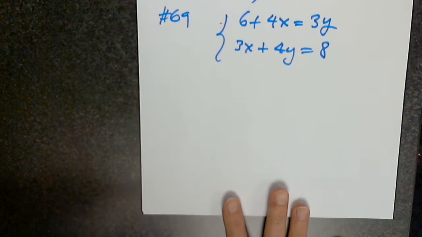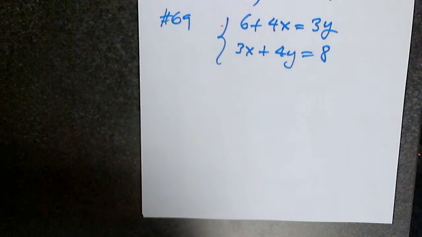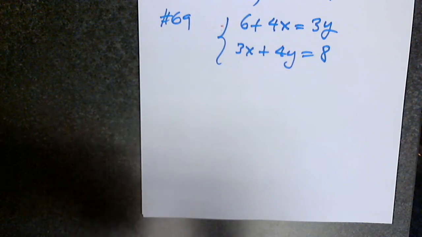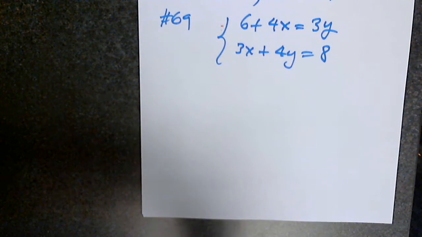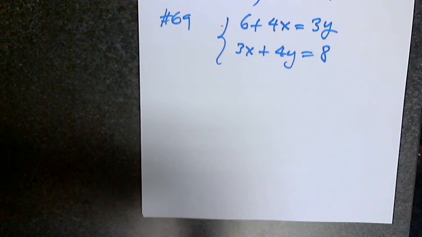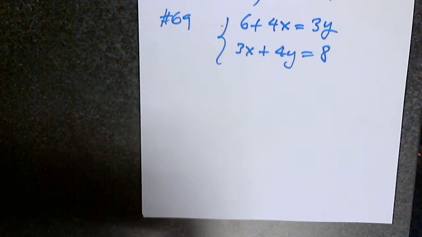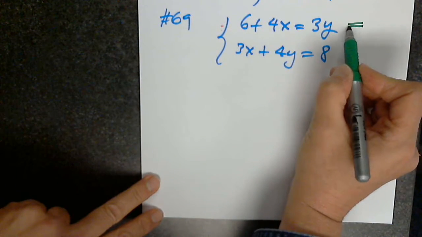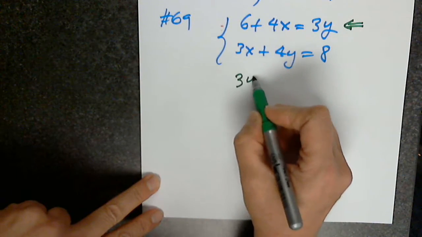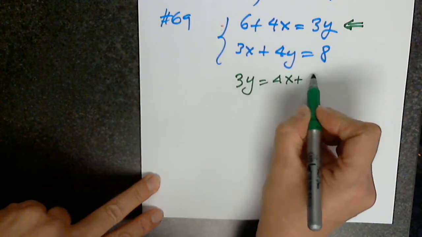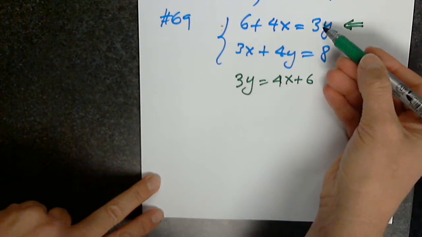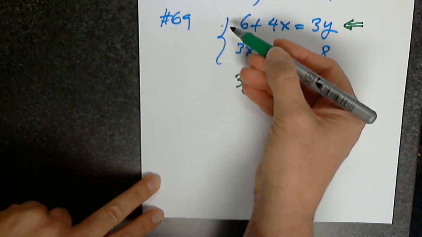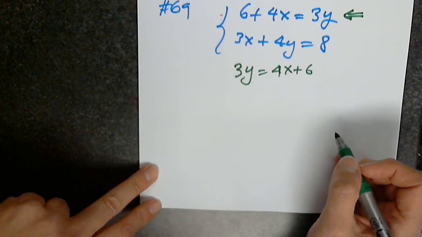Can anyone dictate what to do? What will you do with the first equation? Yes, Nick? Move the 6 to the other side. See, you can read this equation from here and you will have 3y equals 4x plus 6. 3y equals 4x plus 6.